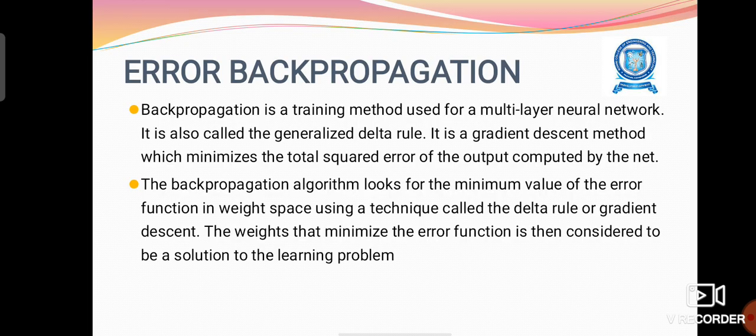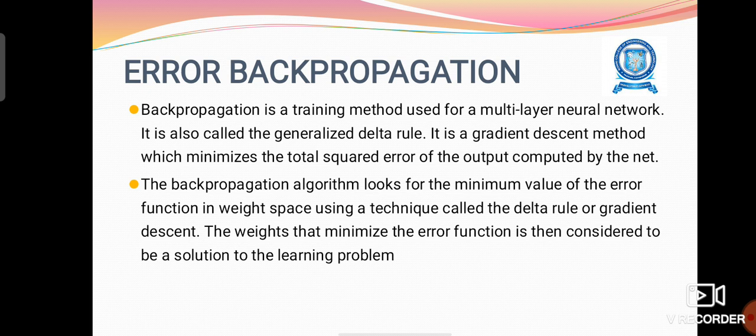Backpropagation is a training method used for a multi-layer neural network. It is also called the generalized delta rule. It is a gradient descent method which minimizes the total squared error of the output computed by the network.